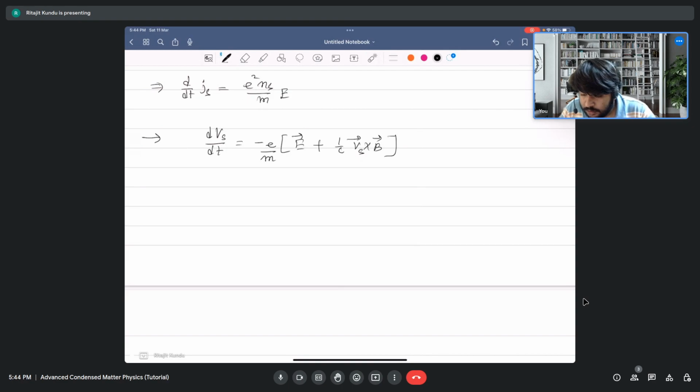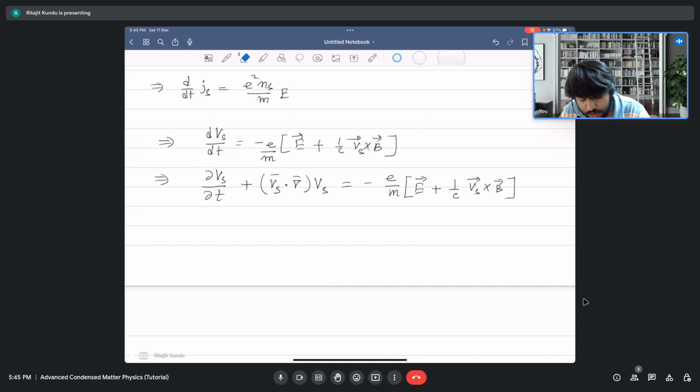Let me take this m and divide it on the right hand side. We can do some manipulations to this expression. Because the left hand side is a total derivative, I can write it in terms of a partial derivative: del vs by del t plus vs dot grad acting on vs. I will keep the right hand side as it is: E plus 1 by c vs cross B. All of these things are time dependent and space dependent, though I am not being careful to write those arguments.